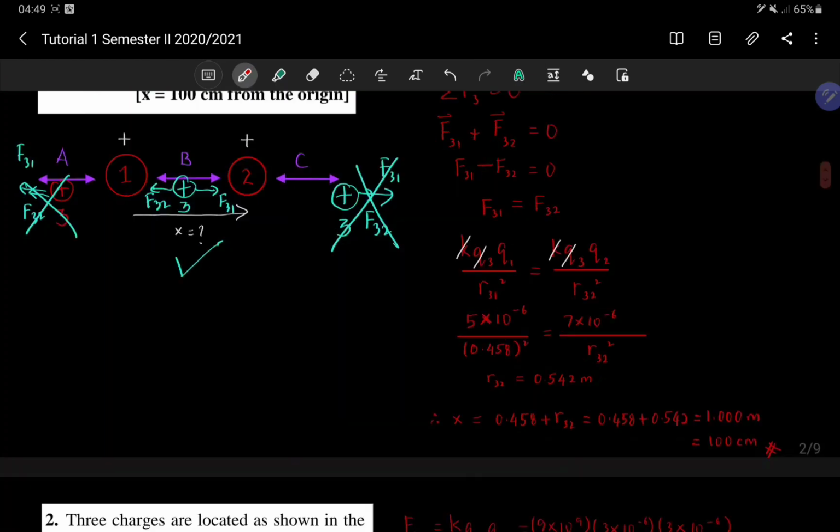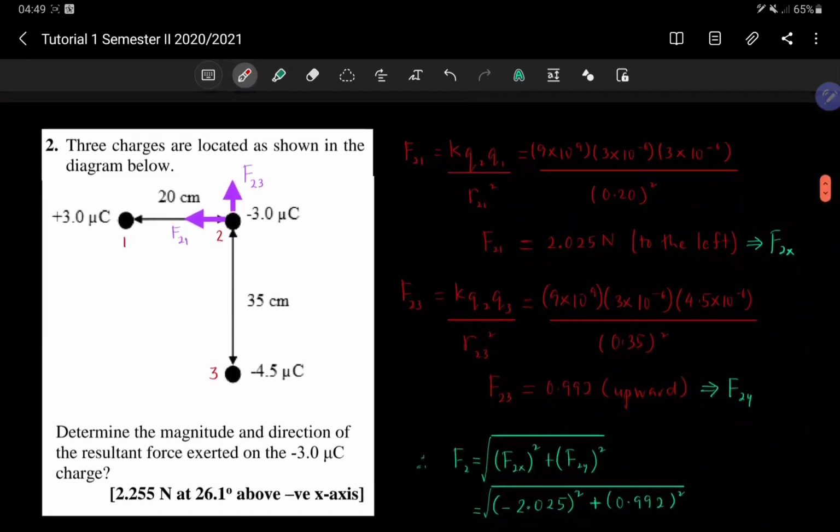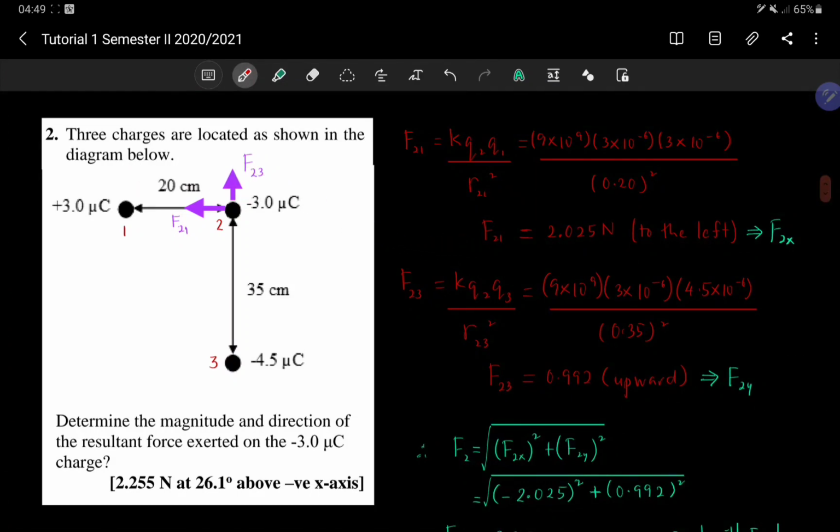Now let's continue with the next question, which is question number 2. So what do we have now? Three charges are located as shown in the diagram below: Q1, Q2 and Q3. For this question, the charges are given randomly here, so I think we need to number each charge to make it easy to calculate later. So I label this 1 representing Q1, this is Q2 and this is Q3. Q1 is a positive charge while Q2 is a negative charge, and Q3 is also a negative charge, where the separation between 1 and 2 is 20 centimeter and the separation between 2 and 3 is 35 centimeter.